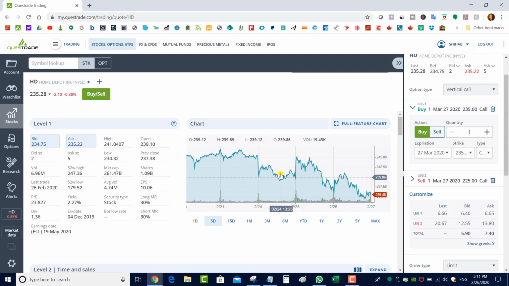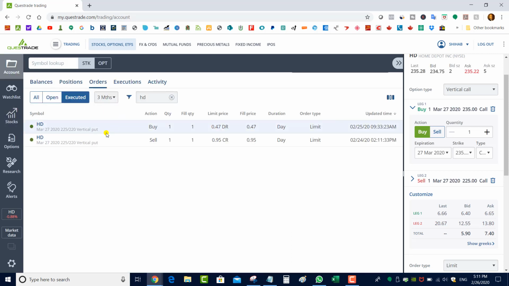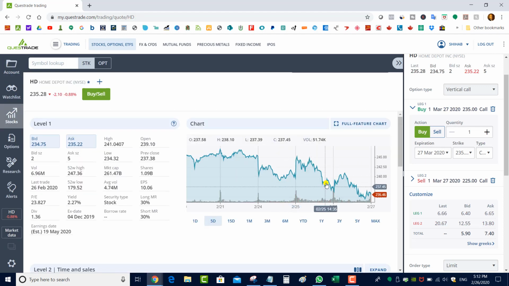Now what I like about this trade is that it gives me room to be wrong. Even if I'm wrong, I could still make a profit from this trade because I could be wrong by about 15 points and I could still win because my short strike is 225. So even after earnings, if Home Depot dropped below 225, I still have time. I still have until March 27. I don't have to do anything.